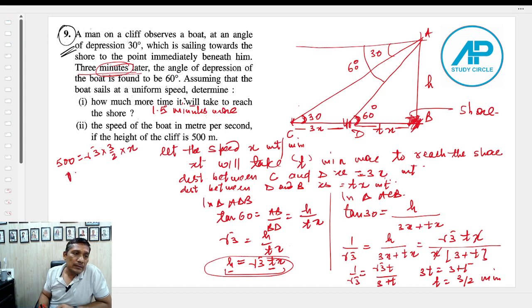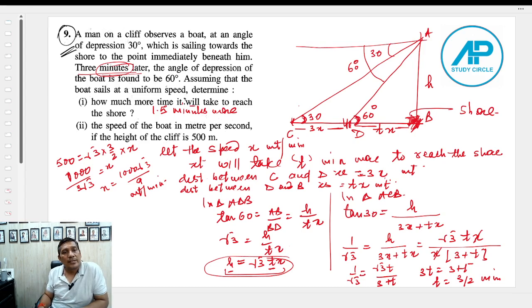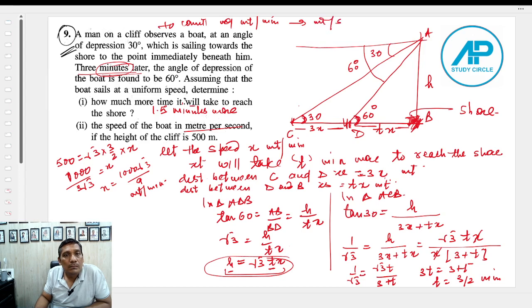This gives me 1000 upon 3 root 3. इसको रैशनलाइज कर दीजिए. It will give you 1000 root 3 upon 9 meter per minute. आप चाहें तो इसको कन्वर्ट कर लीजिए मीटर पर सेकंड में. So you should know the concept here to convert meter per minute into meter per second. What should I do?